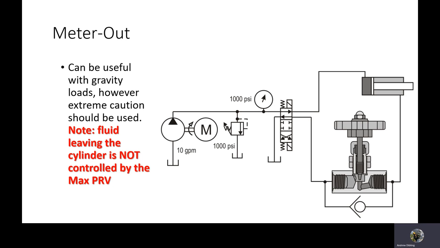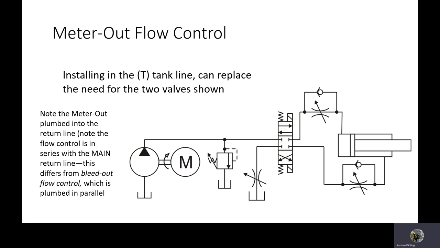Now, this can be useful with gravity loads, but you have to be careful with this one. Fluid leaving the cylinder is not controlled by the pressure relief valve. So you can have an issue where you can overpressurize this system by having this shut down too much and creating too much of a load on the system for it to move it out of the way. So this is a meter outflow.